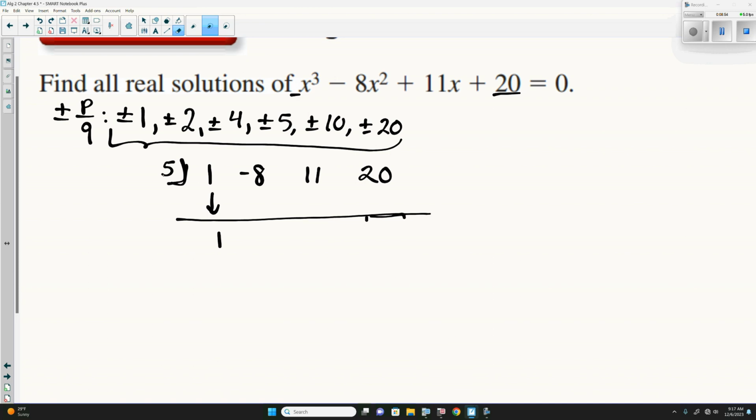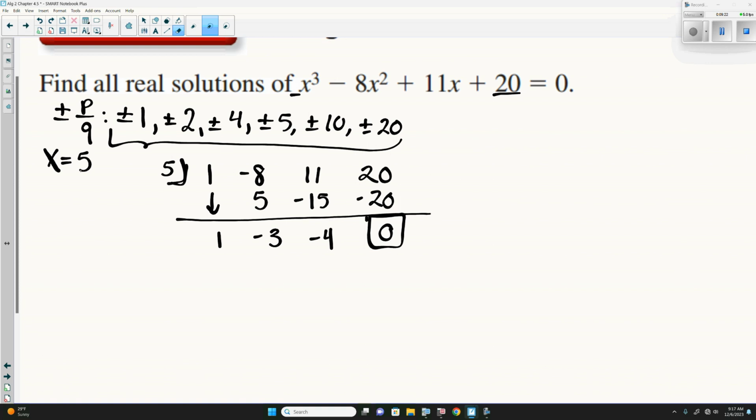We're going to try 5. 1 times 5 is 5. Negative 8 plus 5 is negative 3. 5 times negative 3 is negative 15. 11 plus negative 15 is negative 4. 5 times negative 4 is negative 20. So it tells us x is 5.